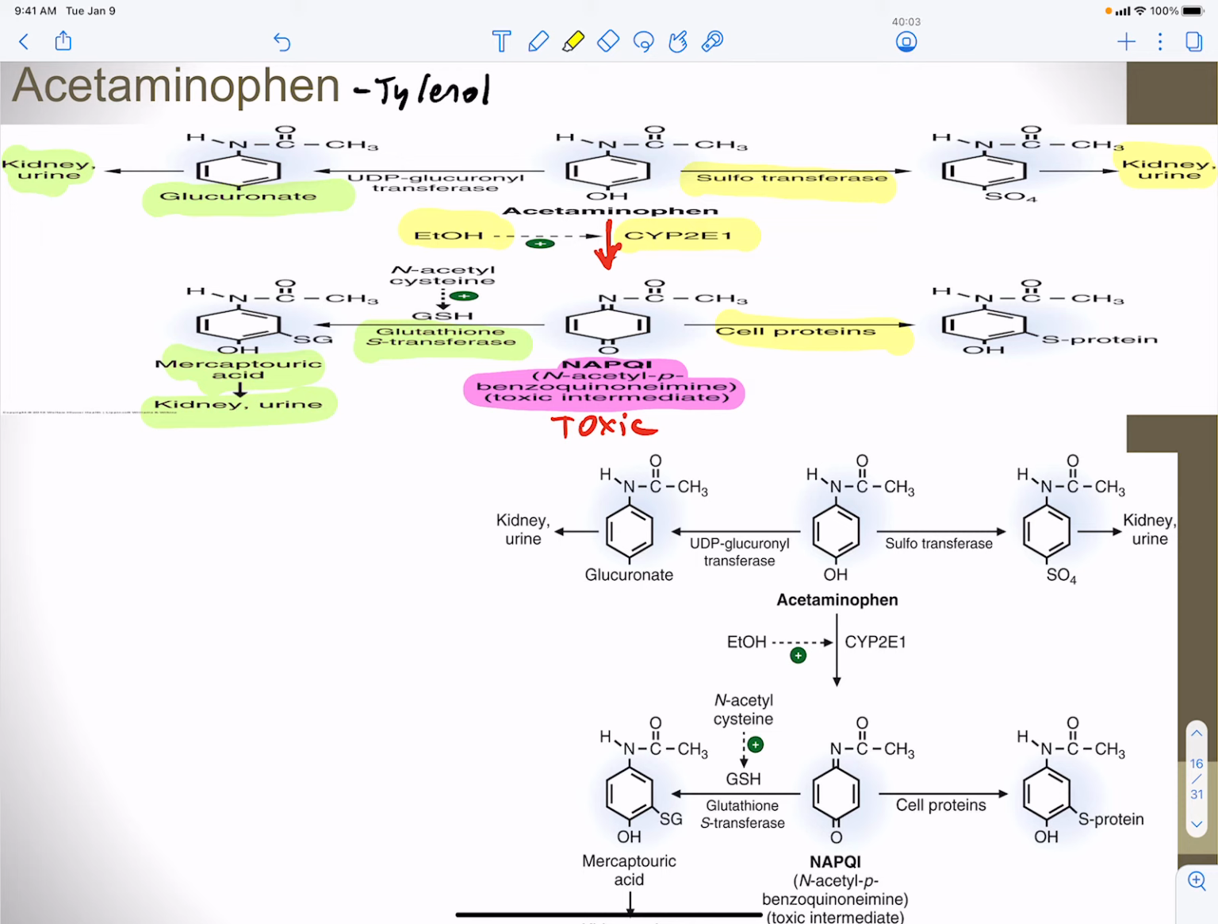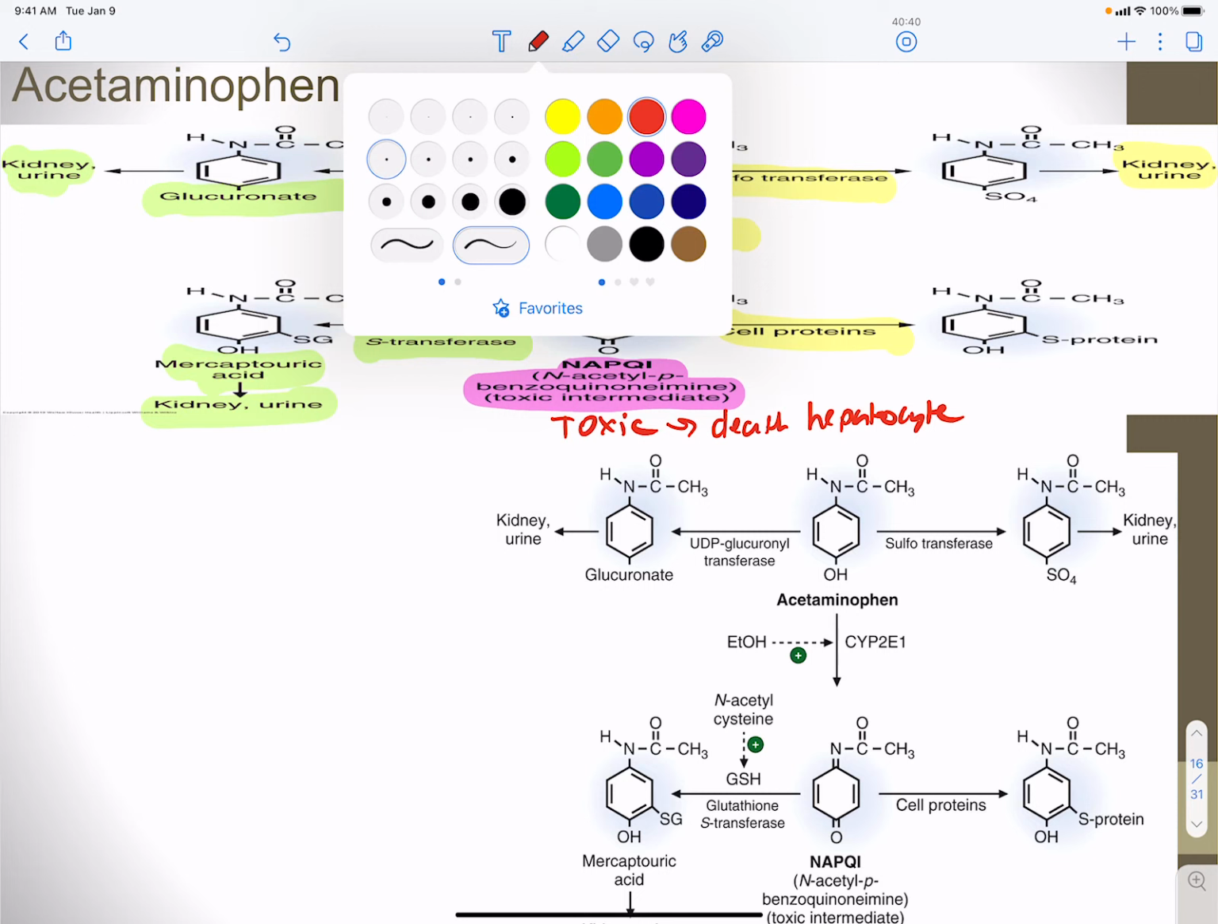Now, NAPQI is going to be dangerous, and it's also going to be unstable, and it can eventually lead to death of the hepatocytes. So that's why acetaminophen overdoses are critical. Your NAPQI is going to cause death of your hepatocyte. Under normal conditions, less than 10% of Tylenol forms this NAPQI, and this can easily be handled by the glutathione detoxifying system. So this would be a phase 2.